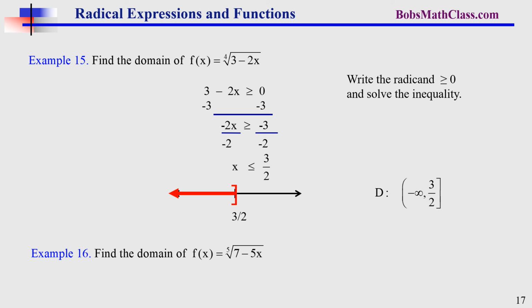All right, example 16, last one. Find the domain of f of x equals the fifth root of 7 minus 5x. The index number is odd, so the domain is simply all real numbers. Negative infinity to infinity inside parentheses.